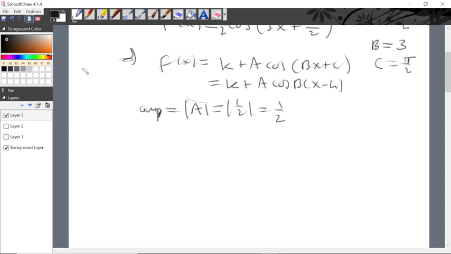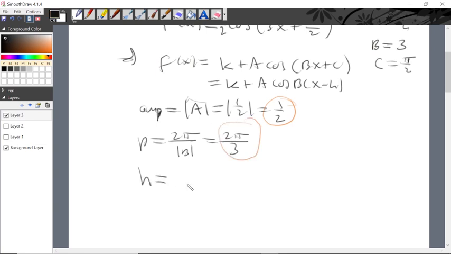Now, the amplitude is equal to 1/2, the absolute value of a, so we have that. The period is equal to 2 pi over the magnitude of b. That's 2 pi divided by 3. So the period of our wave is 2 pi over 3.